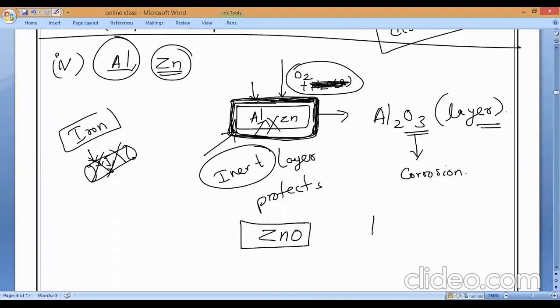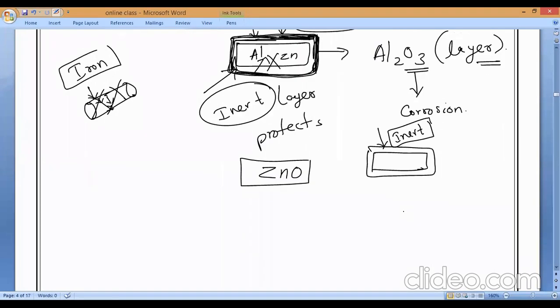The upper layer alone will react with oxygen and become an inert layer. Inert layer means an unreactive layer. Inert means he will never respond to anything, he will never support anyone. Like in the Ukraine and Russia war, we are in an inert position. We are not supporting Russia, and we are not supporting Ukraine.